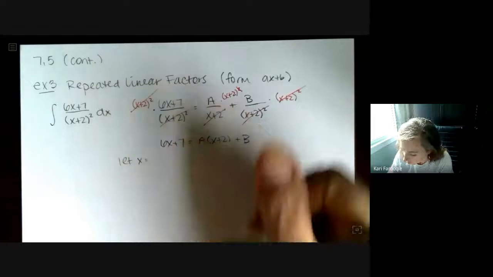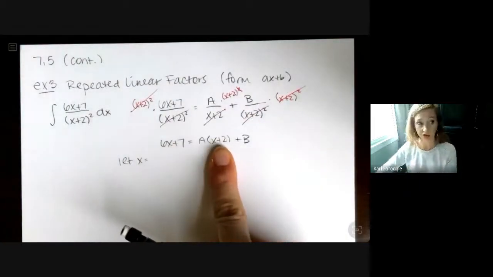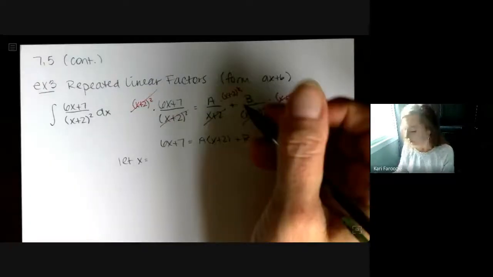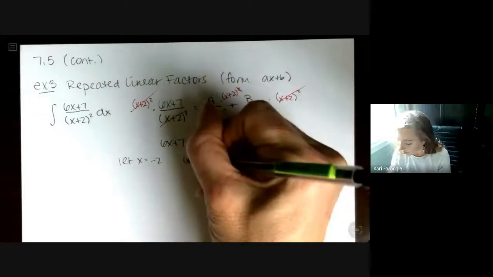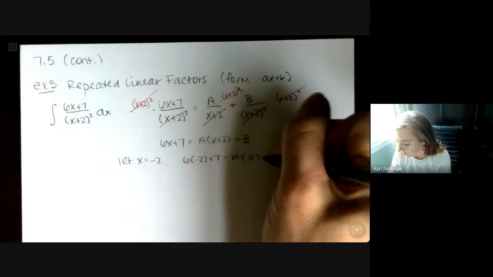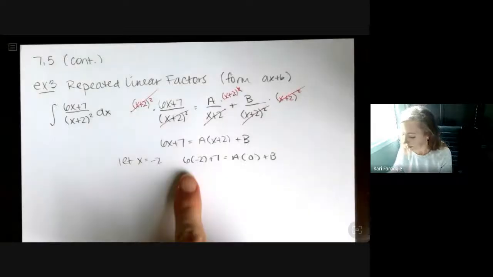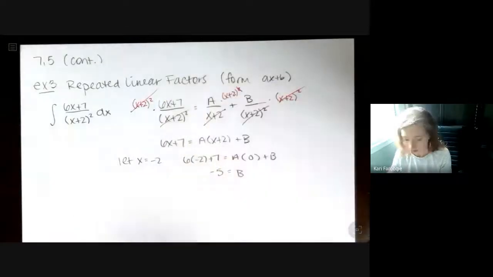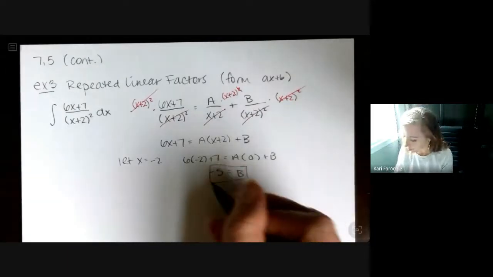First, we'll let x be -2 because I know that -2 plus 2 is going to give me 0. And if I multiply a by 0, then I'll just get b and x. So I'll let x be -2. Then I'll have 6 times -2 plus 7 equals a times 0 plus b. -12 plus 7 is -5. Now I have b equals -5. So that's one quantity I needed.